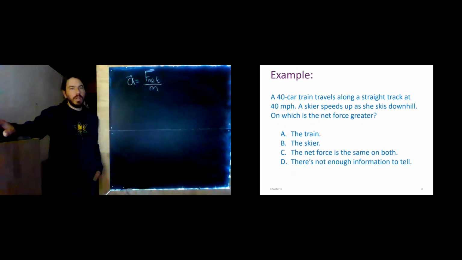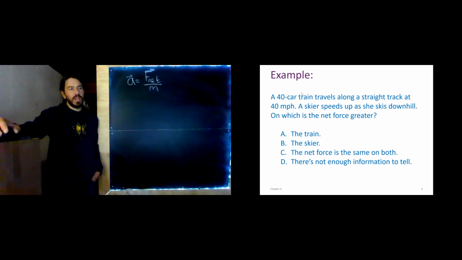Let's do one more. A 40-car train travels along a straight track at 40 miles per hour. Let's add the caveat that that is a constant 40 miles per hour. A skier speeds up as she skis downhill. On which is the net force greater? The train, the skier, is it the same on both, or is there not enough information to tell? Why don't you pause the video, see if you can figure this one out.